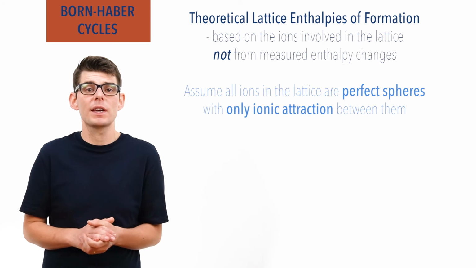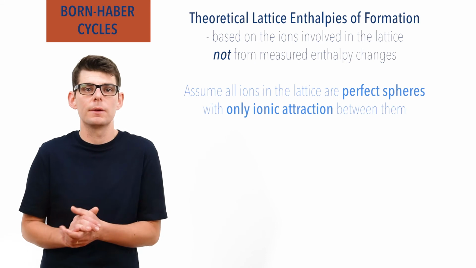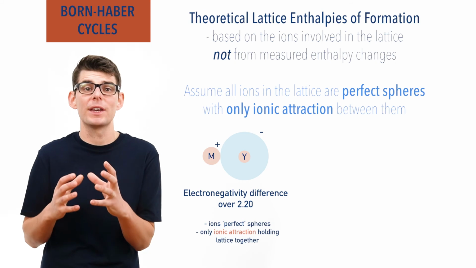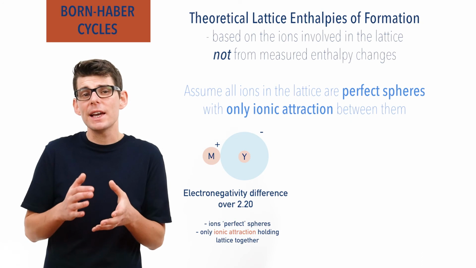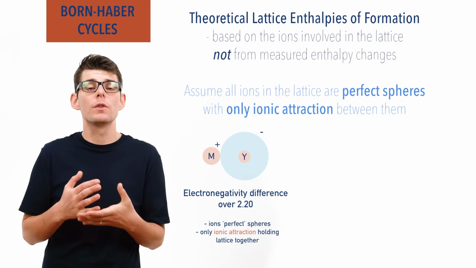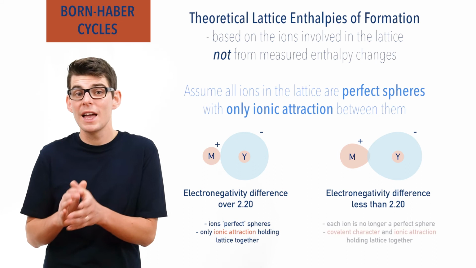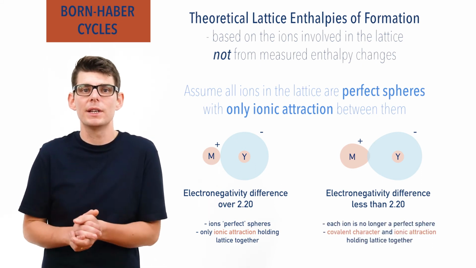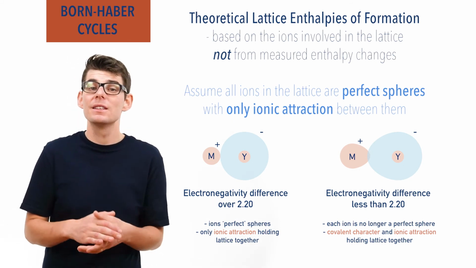If the difference in electronegativity between the two ions in a compound is very large, over 2.2 on the Pauling scale, then the ions are in effect perfect spheres and are only held together in a lattice by electrostatic attraction between opposite charges. If the electronegativity difference between the elements in the lattice is smaller than this, then covalent character is exhibited and the ions are held together by both ionic attraction and the slight sharing of electrons, meaning the bond strength, or lattice enthalpy really, isn't purely based on ionic attraction, and the theoretical values obtained start to deviate from related experimental values.